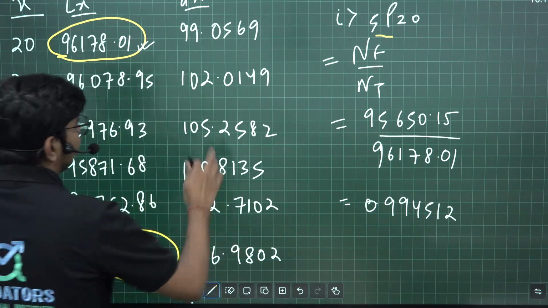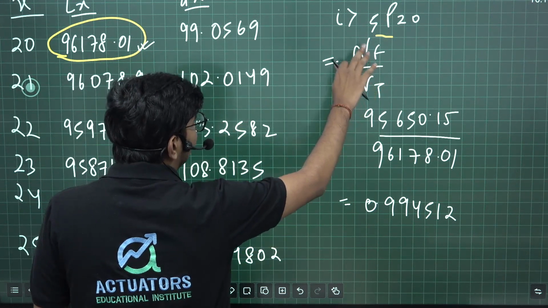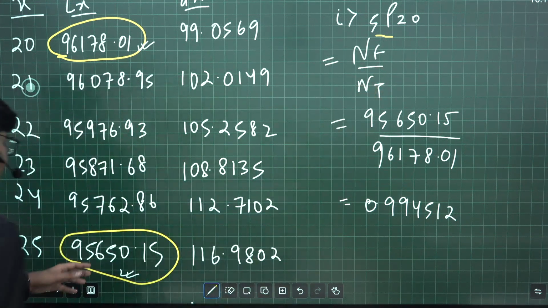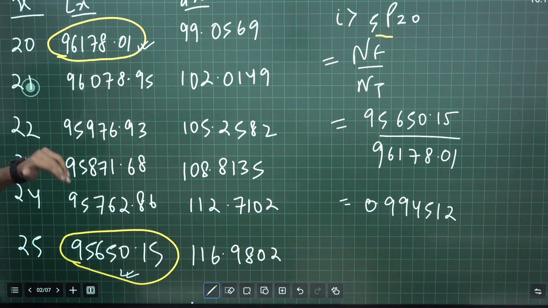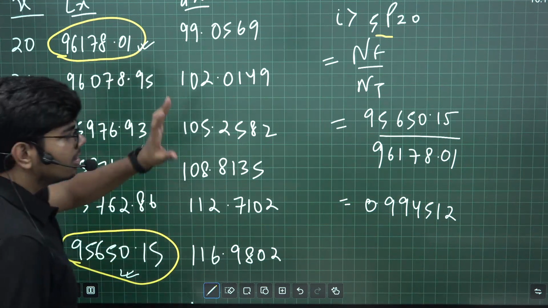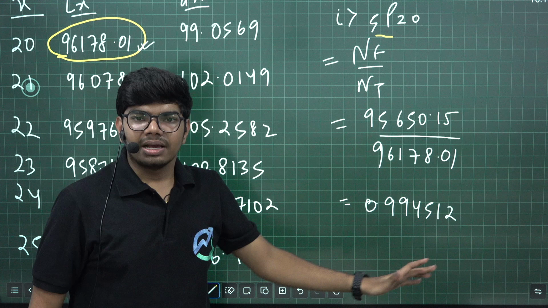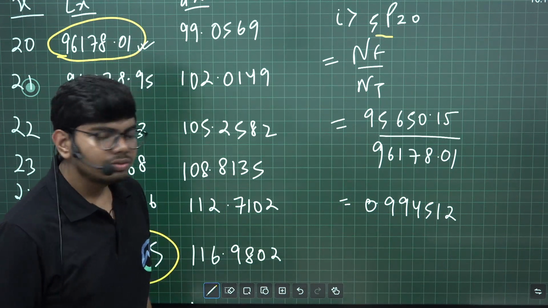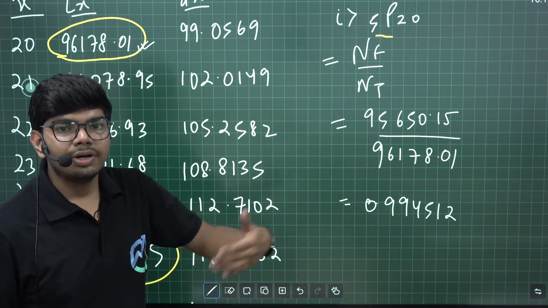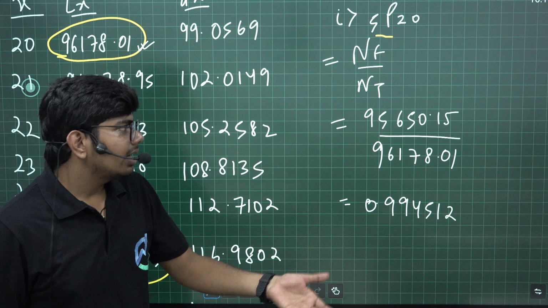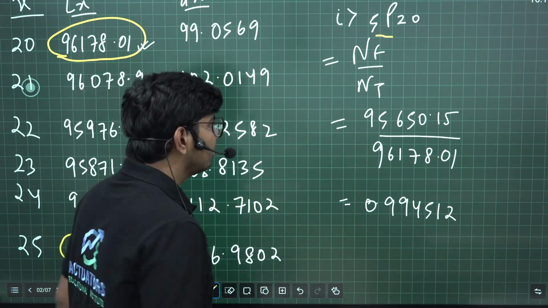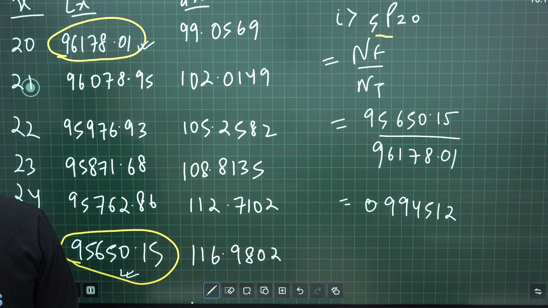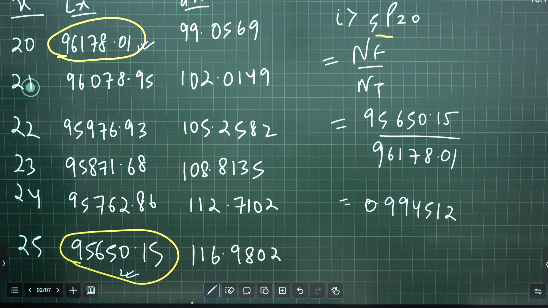As I said, I will just have to write the number of favorable outcomes in the numerator, which is 95650.15, and in the denominator I will write the number of total outcomes, which is 96178.01. After solving this I will get my answer as 0.994512. So there is a 99.45% chance that I will survive for 5 more years, which seems reasonable. So this is how we use the probability values.